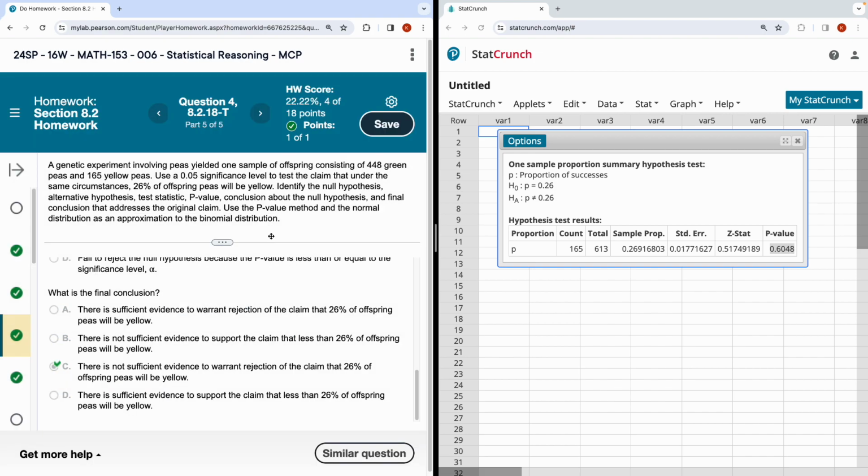So that again is exercise 4 out of section 8.2, testing a claim about a proportion. You can also refer to this exercise as 8.2.18-T.